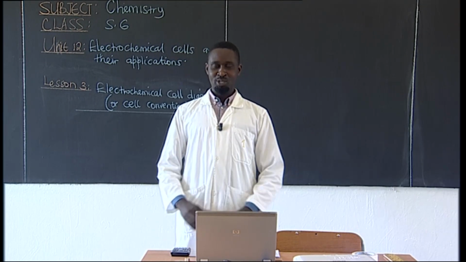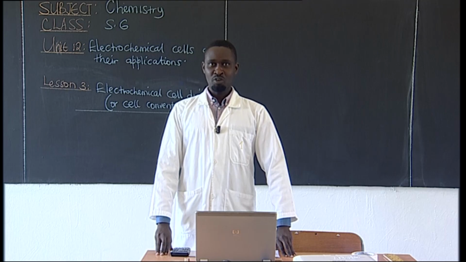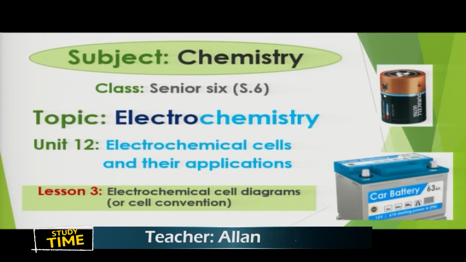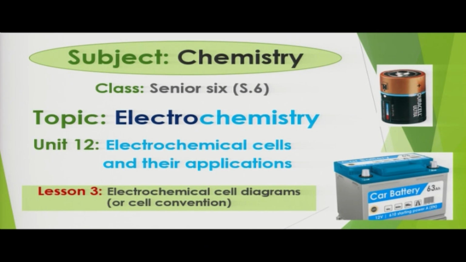We are still on the topic of electrochemistry, that is Unit 12, electrochemical cells and their applications. We're heading into lesson 3, which is about electrochemical cell diagrams, or the cell convention. Basically, a cell diagram is about how you can draw the whole cell setup on paper. How can you depict it on paper?